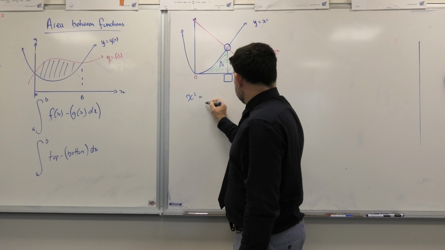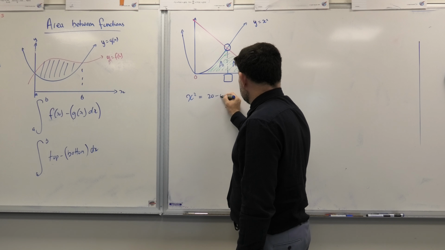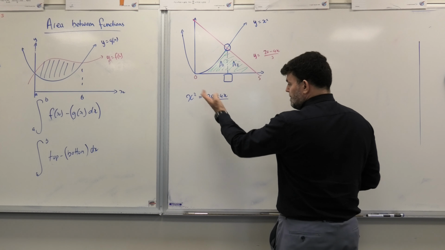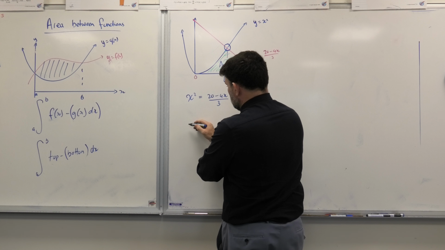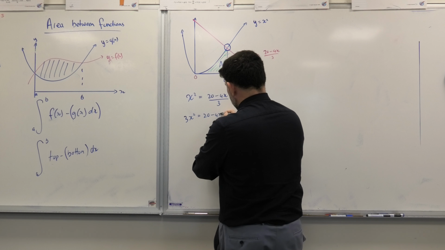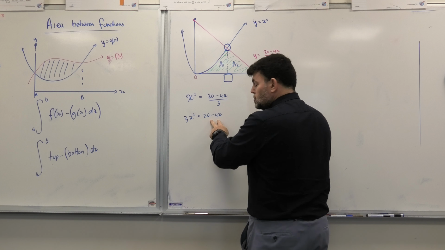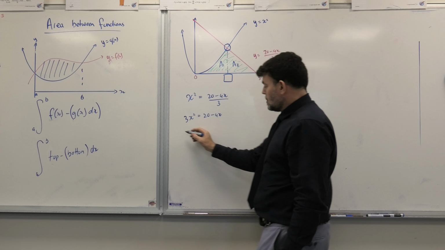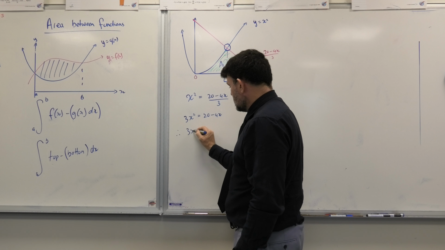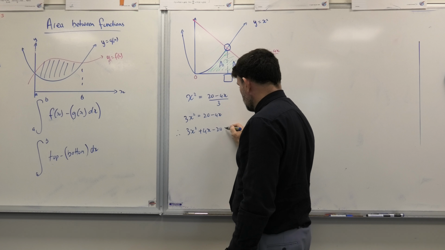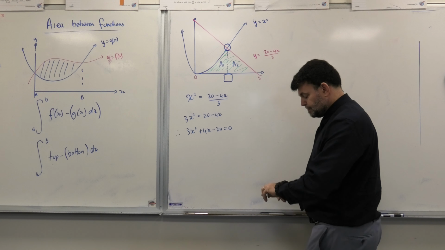We get x squared is equal to 20 minus 4x over 3. Let's get rid of that fraction first, so multiply both sides by 3. 3x squared equals 20 minus 4x. And now we can turn this into a quadratic, and we know how to solve quadratics. So this here becomes 3x squared plus 4x minus 20 is equal to 0.